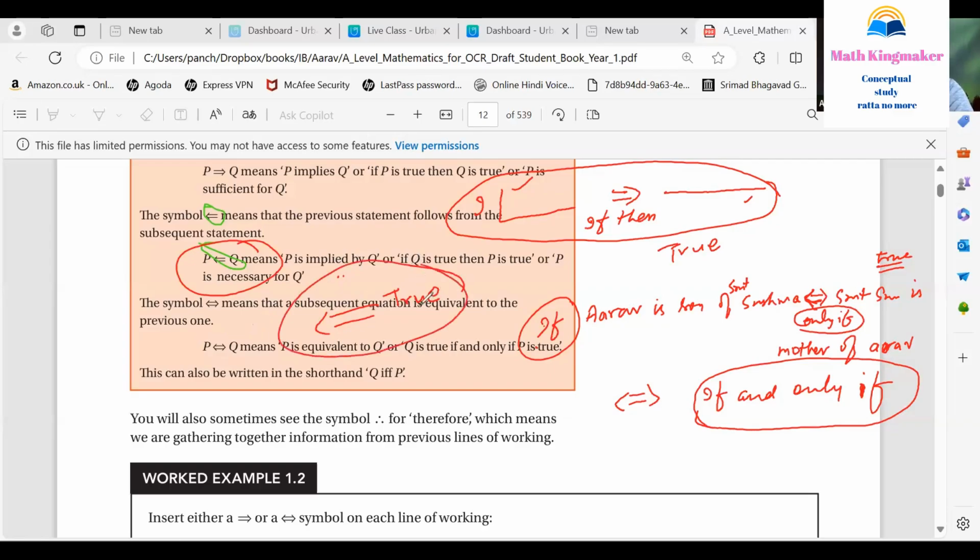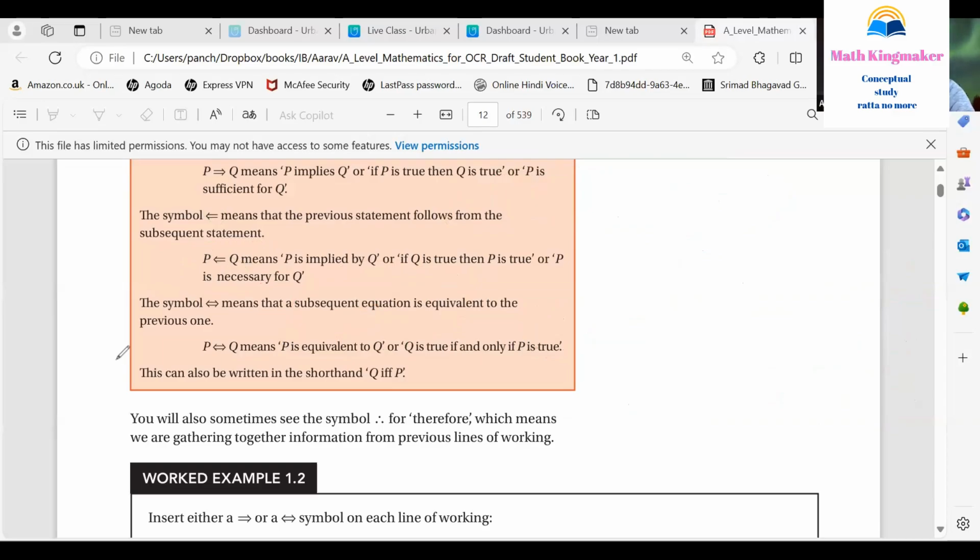This one is: if left is true, then right is necessarily true. And in this one, if left is true, then necessarily right is true, but if right is true, then left is not necessarily true. You will understand. So this is a theoretical definition. You will understand once we do questions.